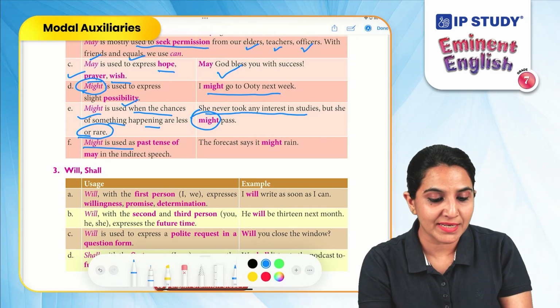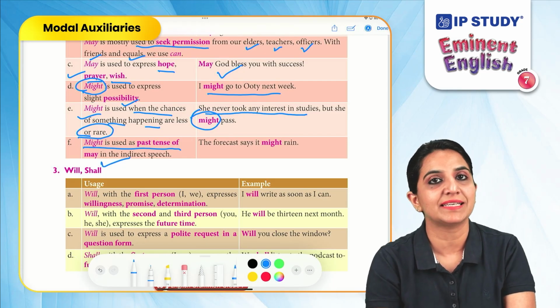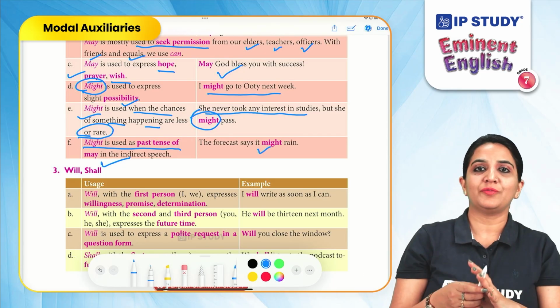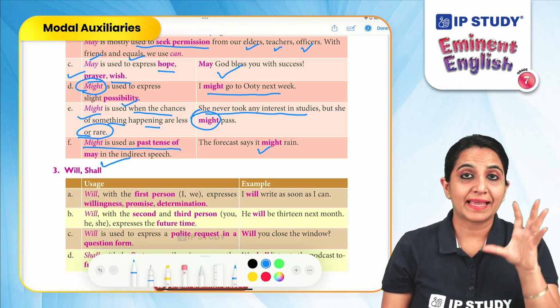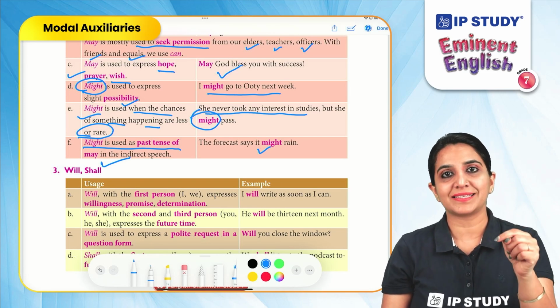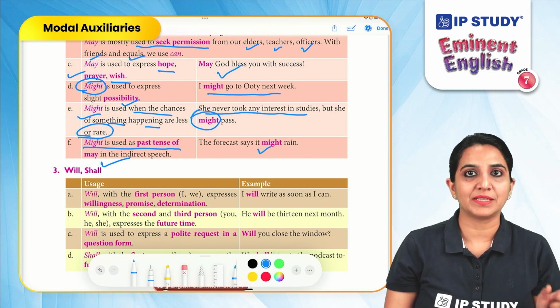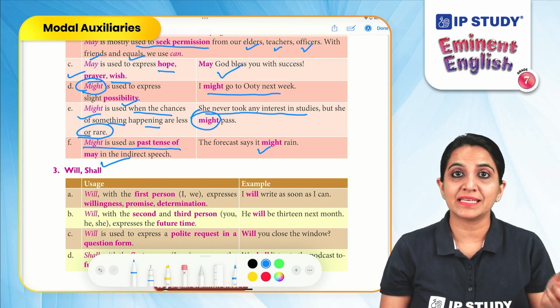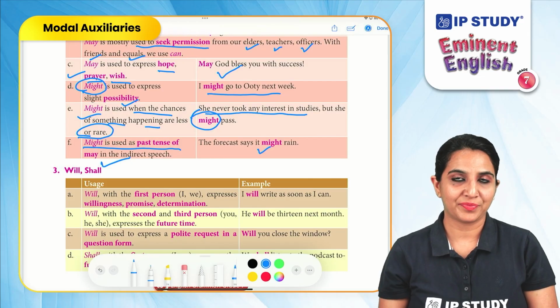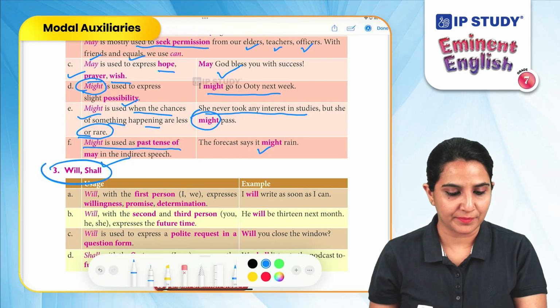Might is used as a past tense of may in indirect speech as well. It is similar with can and could. Can is the present tense and could is the past tense of can. Similarly, may is used in the present tense and might is the past tense of may. Our next modal auxiliary is will, shall.